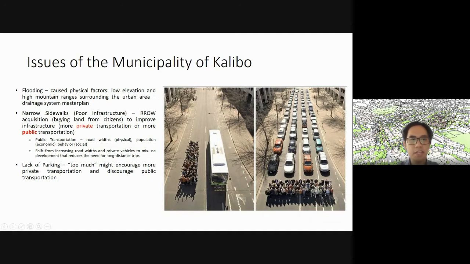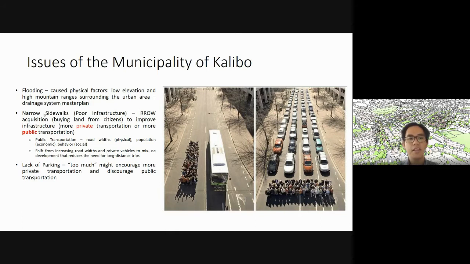And then talking about transportation, the narrow sidewalks and the lack of parking are actually not different problems, but are very much interconnected in the idea of urban mobility. So narrow sidewalks encourage more private vehicle use. So if you increase sidewalks, there'll be more pedestrians. People could walk to the places they need to go. Increasing road widths, or increasing the space for roads by road right of way acquisition, could be good, but only if you prioritize public transportation.